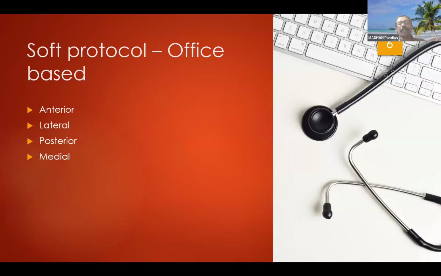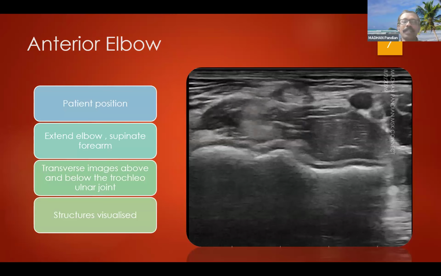You can have an office-based protocol, which is a soft protocol: anterior, lateral, posterior, and medial side examination of the elbow. Anteriorly, what can you see on the elbow? You can see the humeral cartilage, the brachialis muscle, the long head of the biceps, the brachial artery, and close by the median nerve. There are so many muscles, a few tendons, and a few vessels, right?